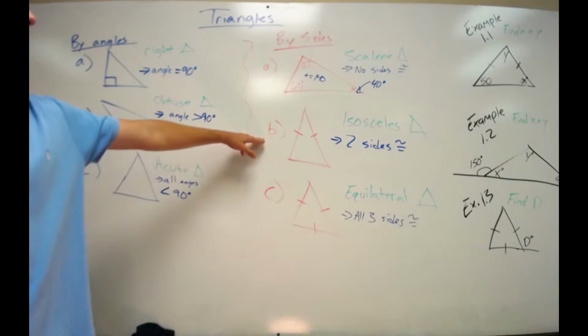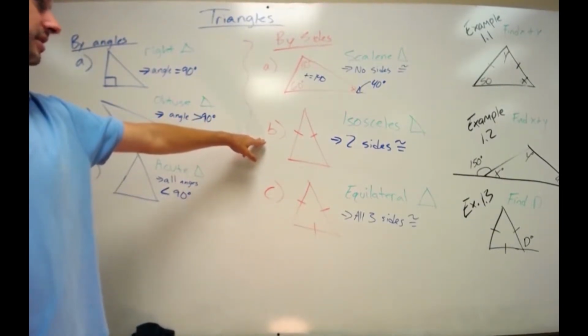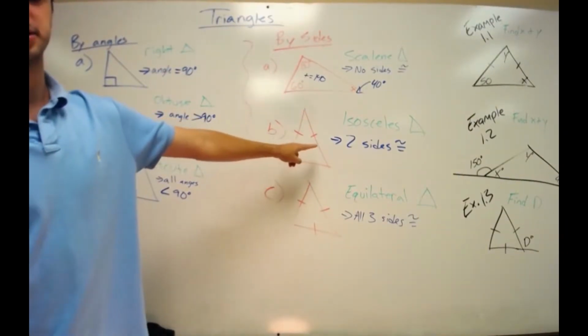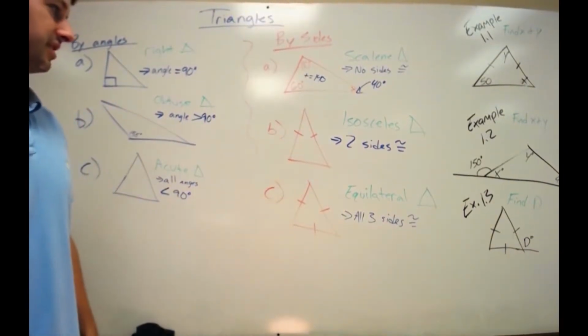In B, we have an isosceles triangle. In order for a triangle to be isosceles, it has to have two congruent sides. And we label these with these little tick marks here. And so therefore, this is an isosceles triangle.